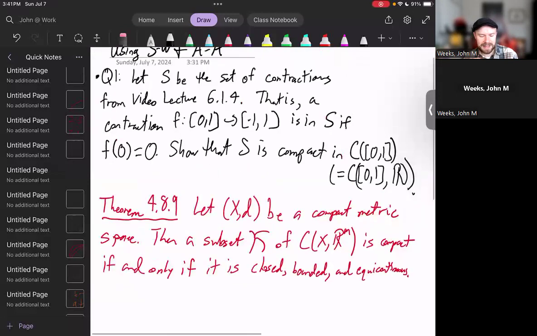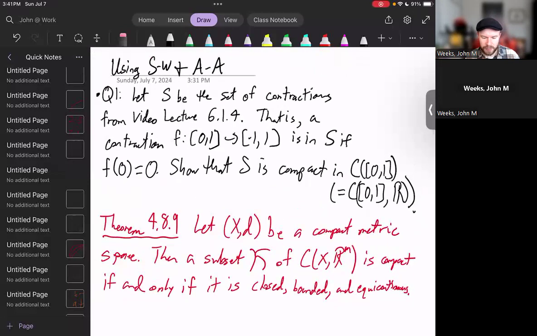So let's go through and see if we can use this theorem to prove this question without having to come up with a diagonalization argument. We only need to show closed, bounded, and equicontinuous. Let's see if we can do those three things. So let's start with figuring out how to show that this set is bounded. Bounded, remember, means that the largest possible distance between any two functions inside of the set is bounded.